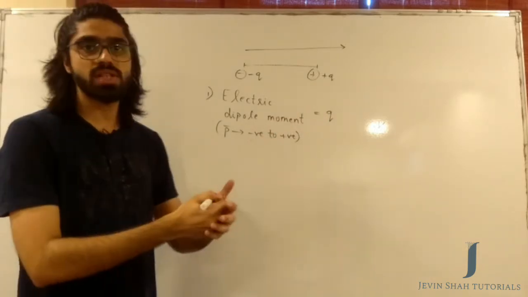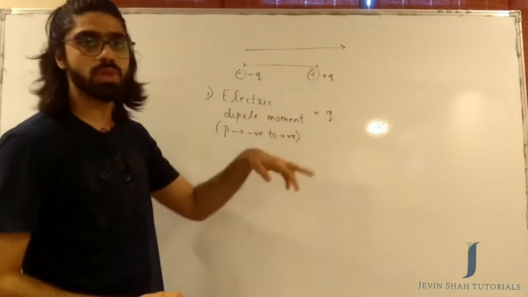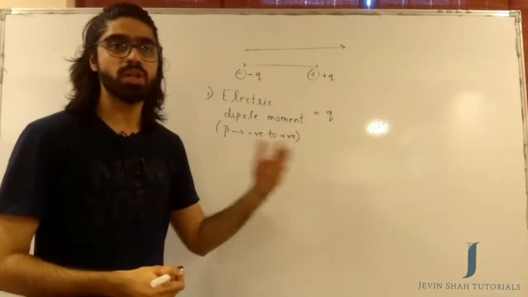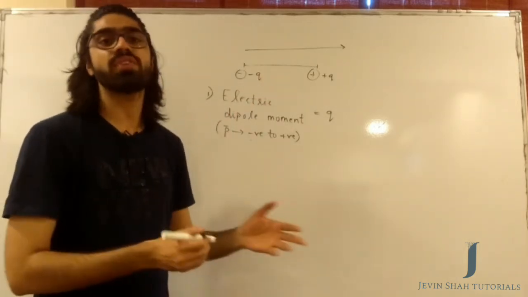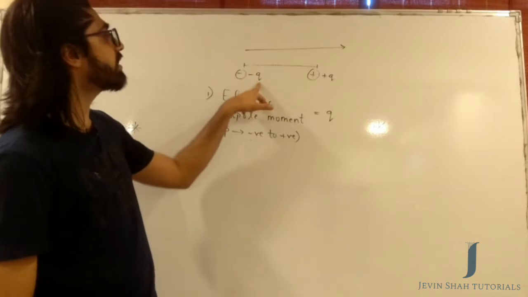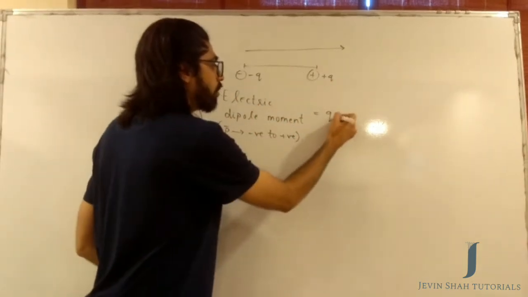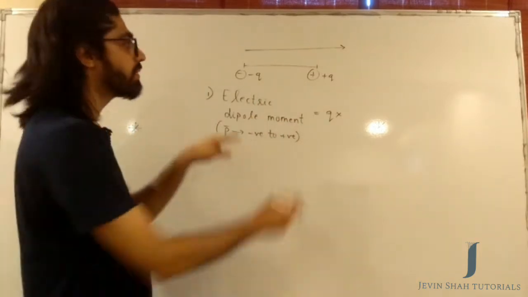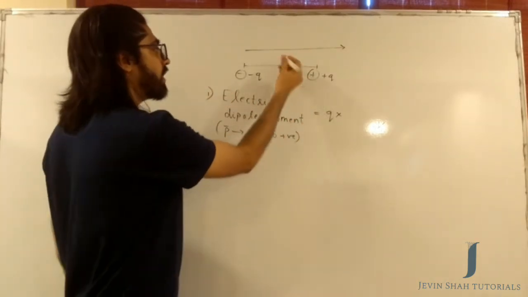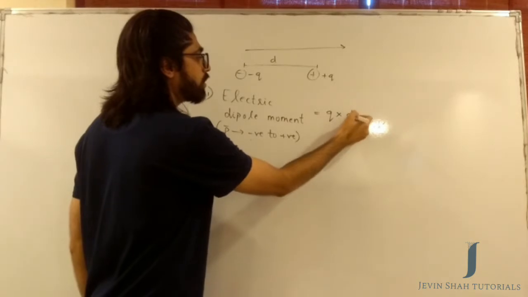Now like I said, the charges have to be separated. So the plus charge and the minus charge are actually going to be the same in magnitude when I talk of an electric dipole. So you take the numerical value of any one of the charges as q and multiply it with the distance between the two charges.